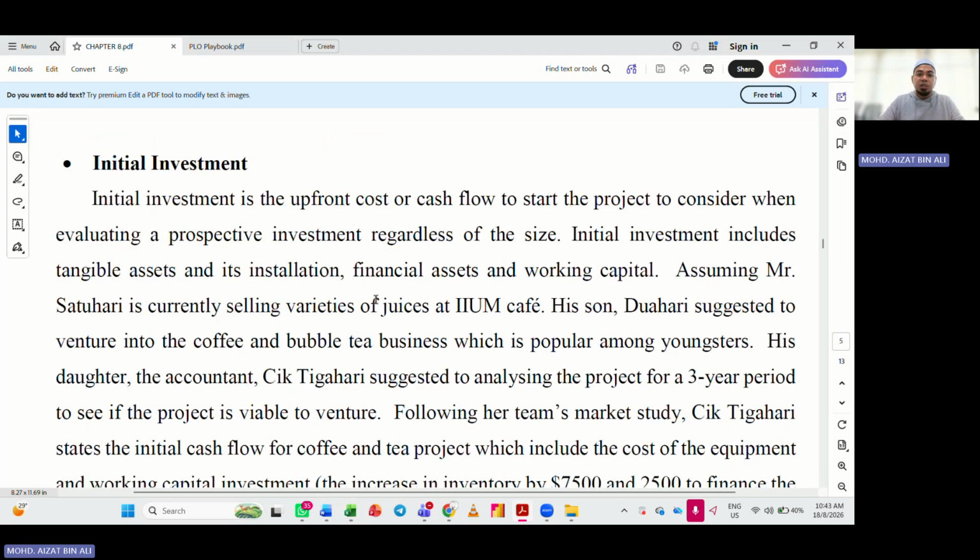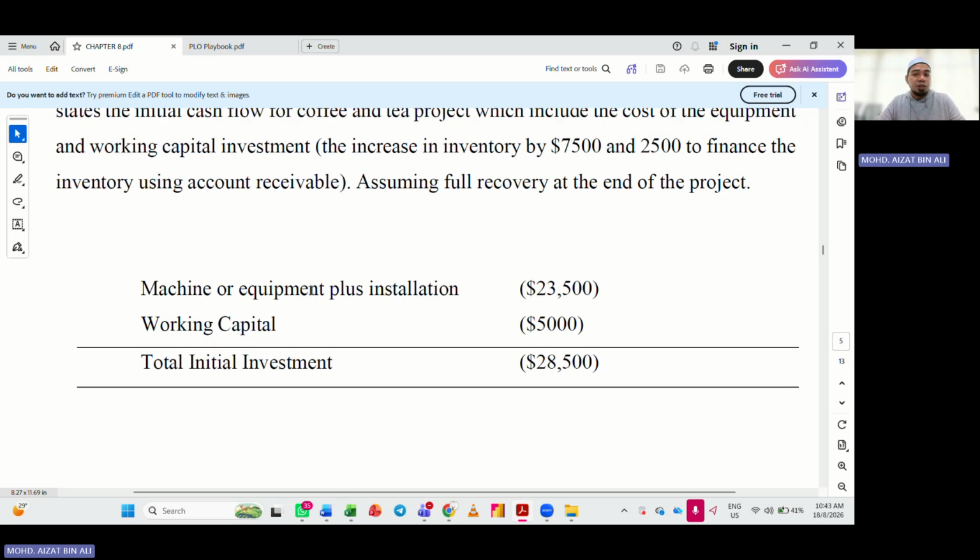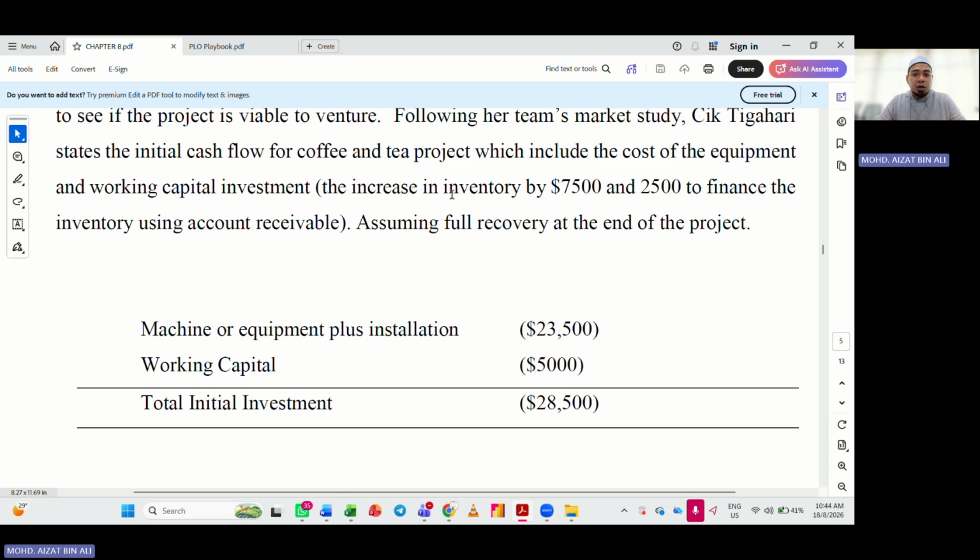Initial investment is basically the upfront cash flow to start the project, basically year zero. We start the project in year one, so the initial investment is the cash that we consider to start in year zero. In this example, we have the cost of asset, a machine, and then we have working capital management. We have inventory of 7,500 ringgit, and then we have 2,500 ringgit to finance the inventory using not account receivable, this is a typo, account payable.